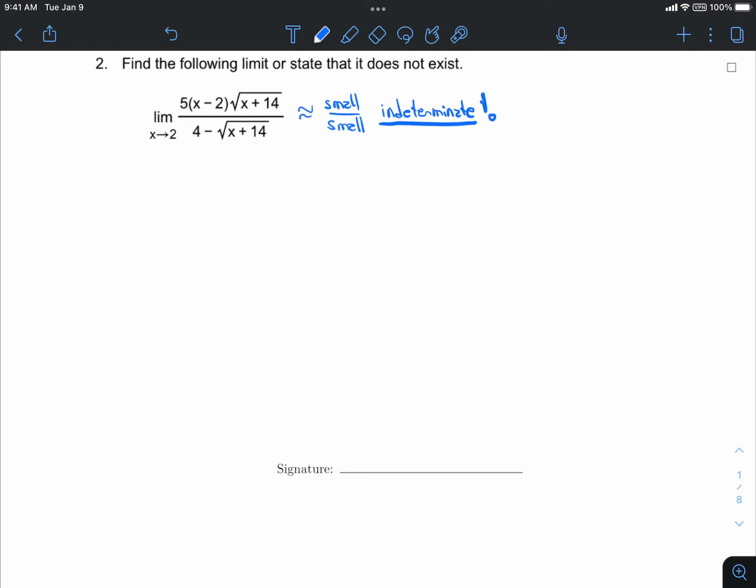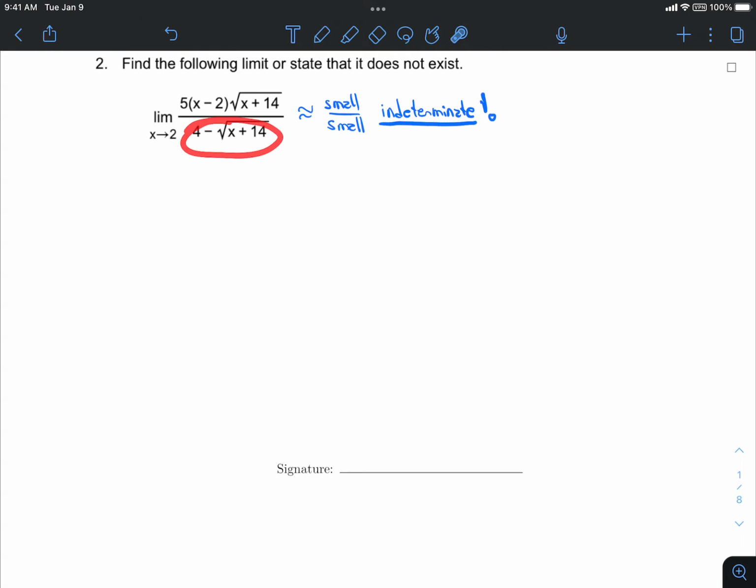If we had something small divided by something big, or something big divided by something small, or even a number divided by something small, or something small divided by a number, that would be okay. But something small divided by something small isn't clear because we don't know for sure which of the small things, the top or the bottom one, is bigger. So we have to manipulate this algebraically.